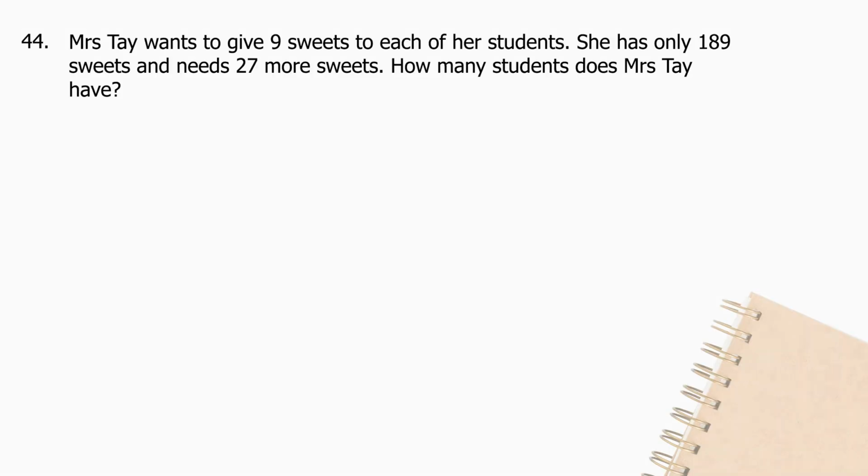Question 44. Mrs. Tay wants to give 9 sweets to each of her students. She has only 189 sweets, and needs 27 more sweets. How many students does Mrs. Tay have?